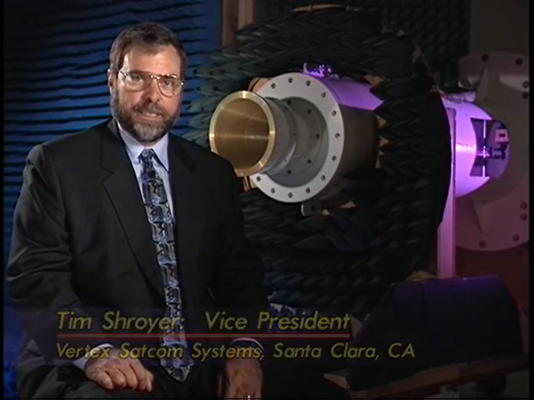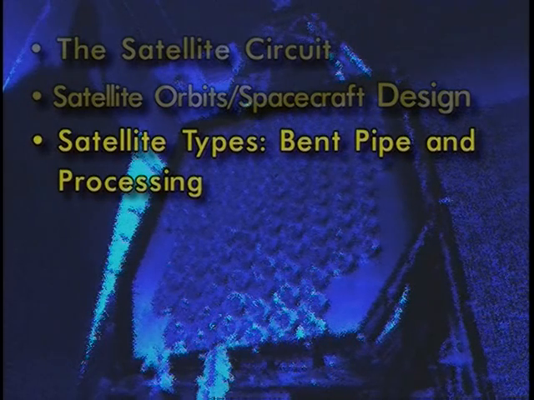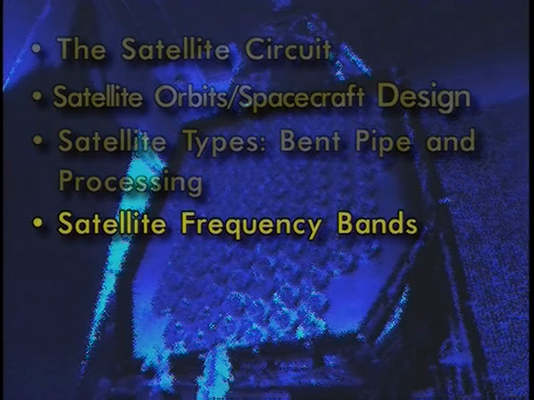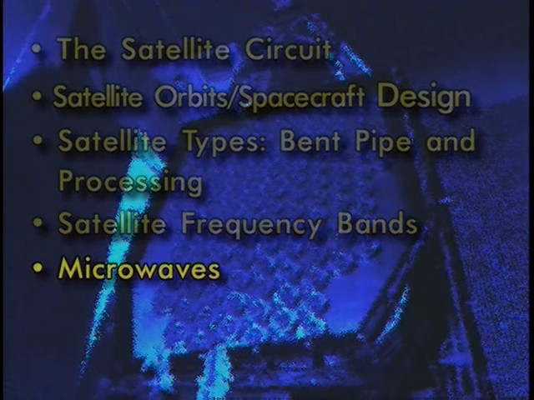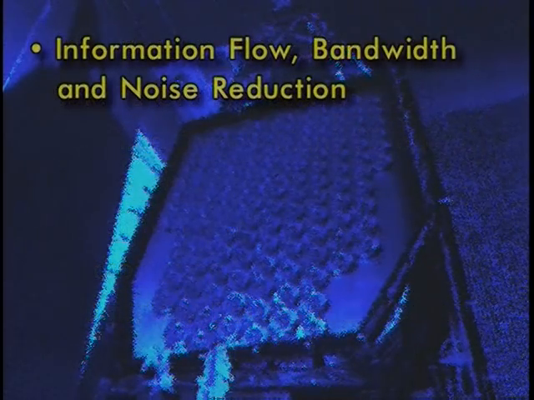Welcome to Essential Satellite Communications. In this program, we'll explain and illustrate the following. The satellite circuit, the pathway of all satellite communications. Satellite orbits, spacecraft design as related to the satellite circuit. Two varieties of satellites, bent pipe and processing. Satellite frequency bands, where satellite transmissions exist in the electromagnetic spectrum. Microwaves and why they're used in satellite communications. Frequency reuse and coding. Information flow, bandwidth, and noise reduction as related to power levels in the satellite circuit.